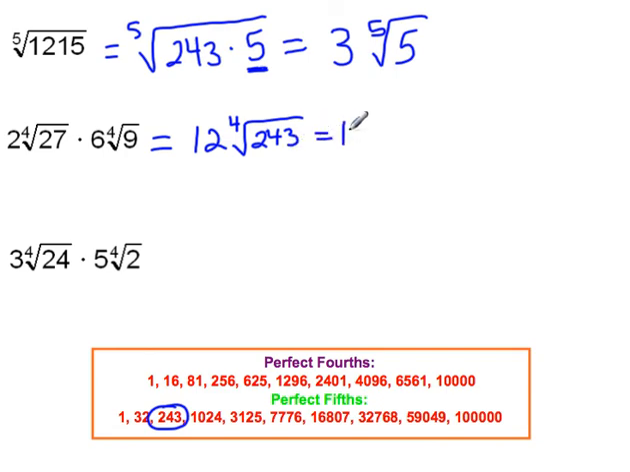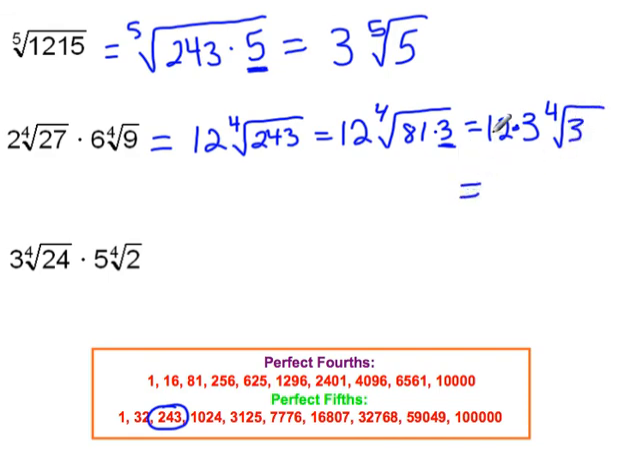Okay, but now that's a perfect fourth that we're looking for. So if we go down here, I know that 81 does. So I'm going to break this down into 81 times 3. Okay, so I still have 12. The fourth root of 81 is 3, so I'm going to put times 3 out here. And then the fourth root of 3, this guy inside here, is left over. So I'm just going to write that down, fourth root of 3. So my final product, 12 times 3 is 36, and the fourth root of 3 is left over.